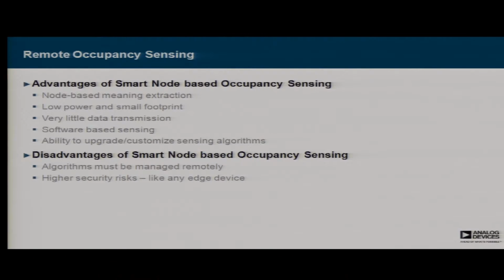I think the advantages here really are that we're doing a lot more information extraction at the node, okay? It can be relatively low power and small footprint, and there's very little in the way of data transmission capabilities needed. Okay, so this will work with very low power, low bandwidth networks, and you don't need Wi-Fi or higher bandwidth or cellular networks to be able to support this.